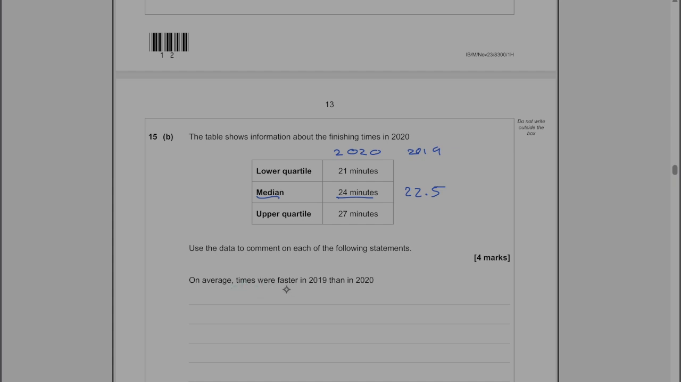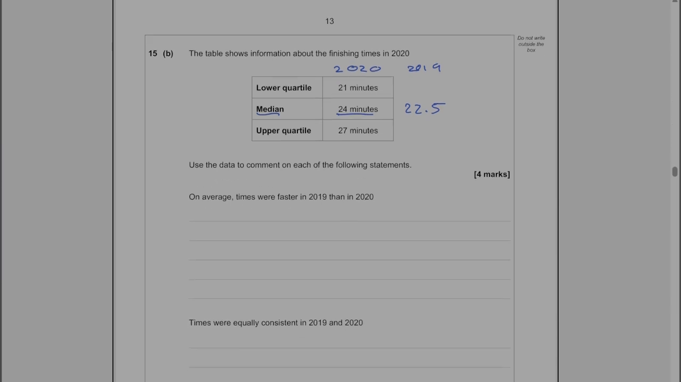On average, times were faster in 2019 than in 2020. So I'm going to say yes, the median time in 2019 is faster than in 2020. Now I'm going to put in brackets 22.5 versus 24.